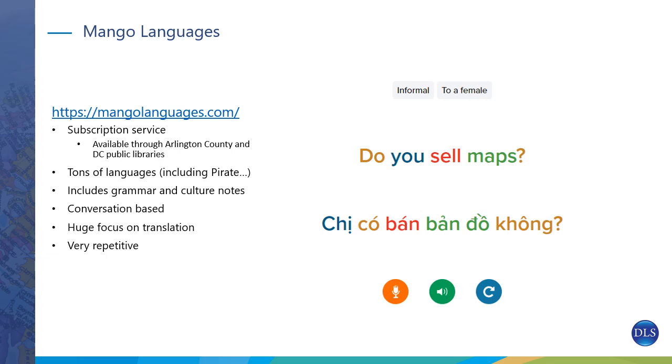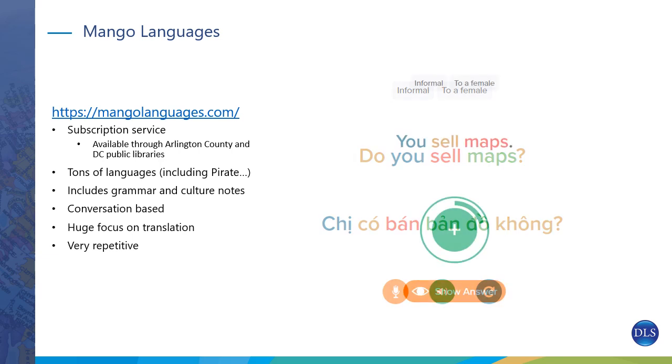There is a big focus on translation in Mango. So for example, throughout a lot of the course, students will see English with a target language translation and words color-coded to show students what exactly corresponds to what. They do have some helpful information though, whether or not it's formal or informal, whether you're addressing a man or a woman when you're speaking, so there's some helpful information included there.